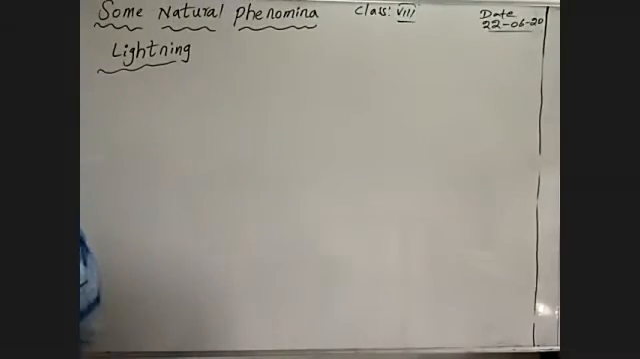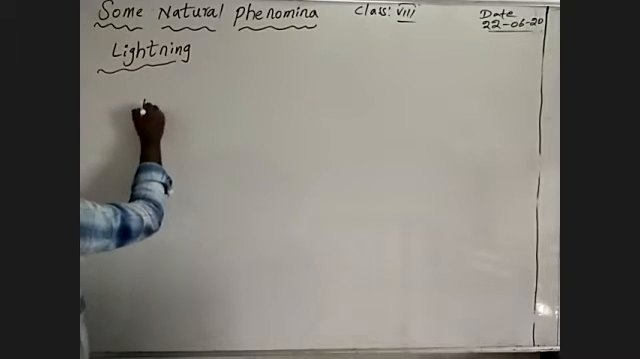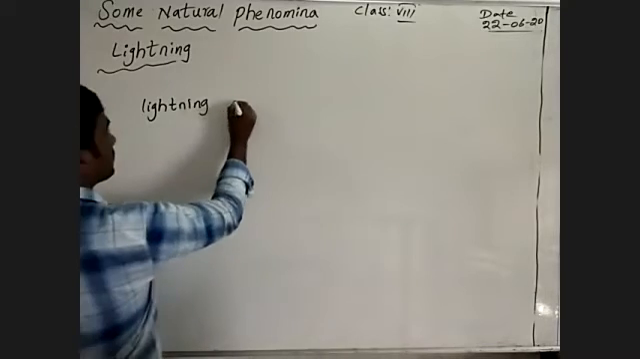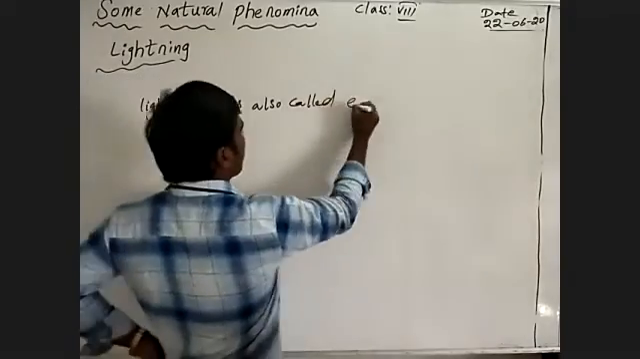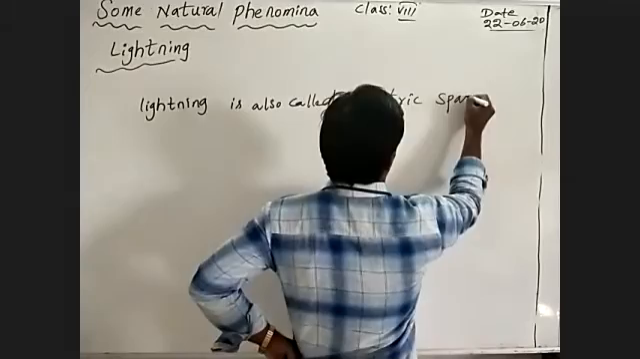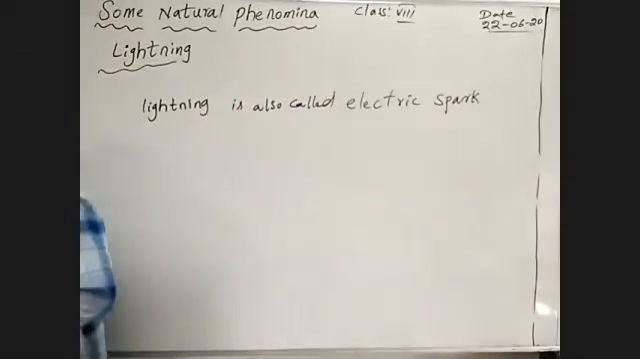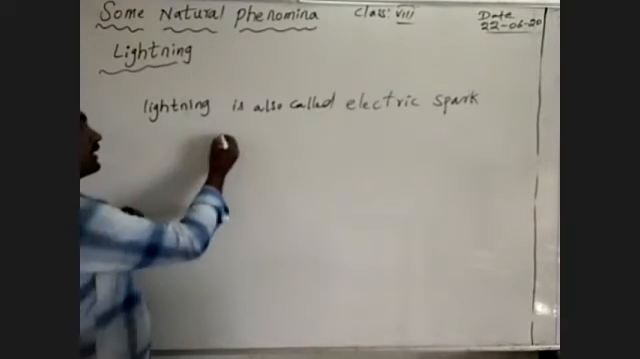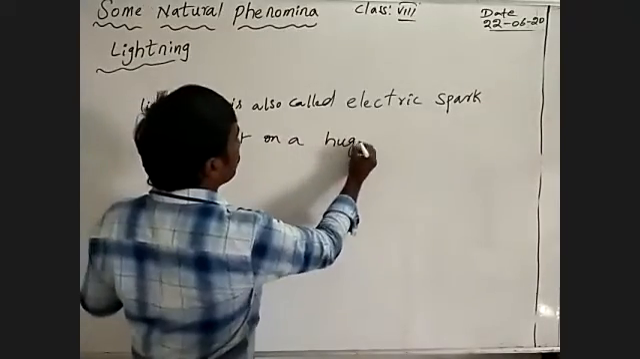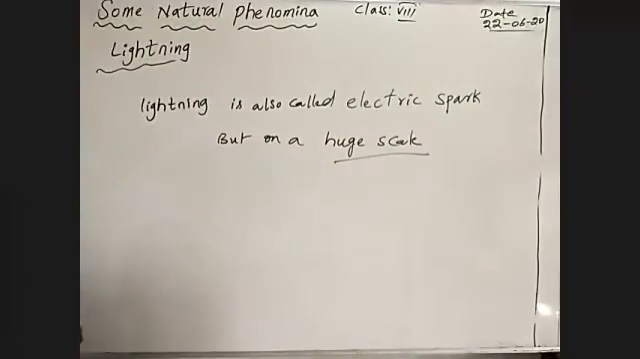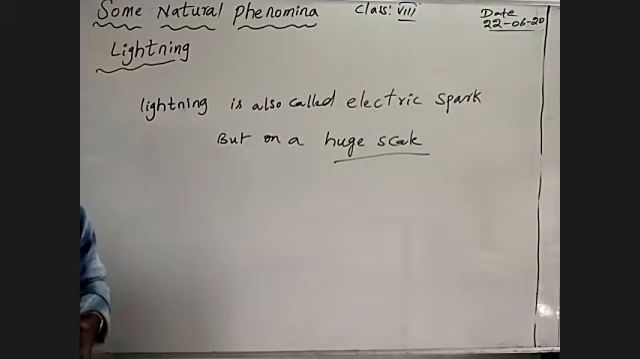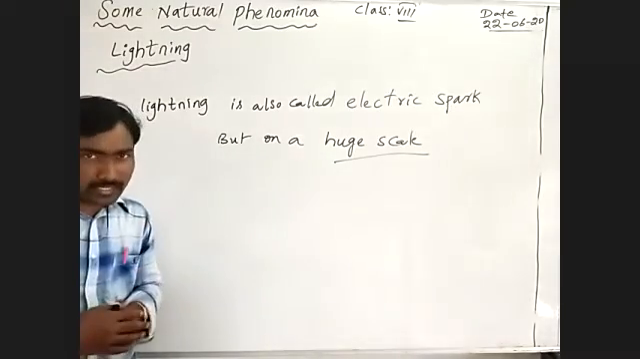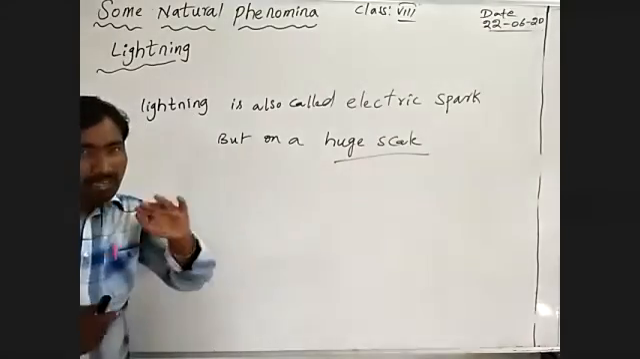So what we can see here is that lightning is also an electric spark, but on a huge scale. Sparks from wires moving and touching each other, or when you place a plug into an electric socket, are a minimum scale, a very small scale, meaning a less amount.